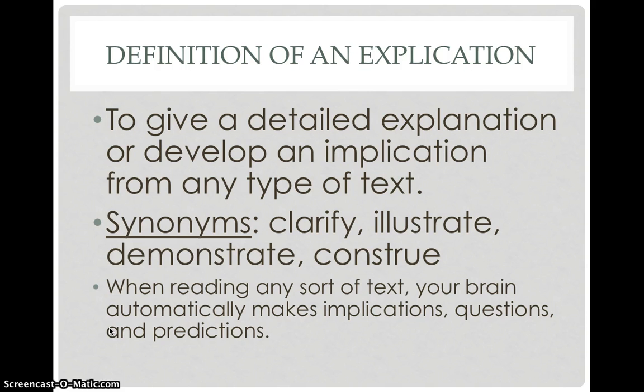Definition of an explication: to give a detailed explanation or develop an implication from any type of text. Synonyms are clarify, illustrate, demonstrate, and construe. When reading any sort of text, your brain automatically makes implications, questions, and predictions. A lot of times you don't realize that you do it. Let's say you're watching CSI Miami, you're questioning who did it, who committed the crime. So anytime you're reading or watching a show, your brain is automatically questioning or implying something.